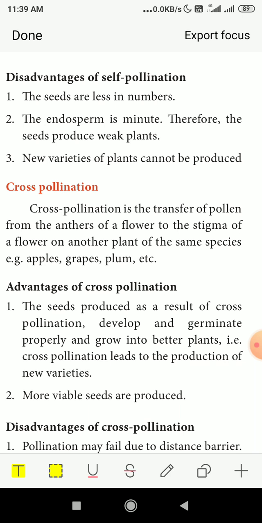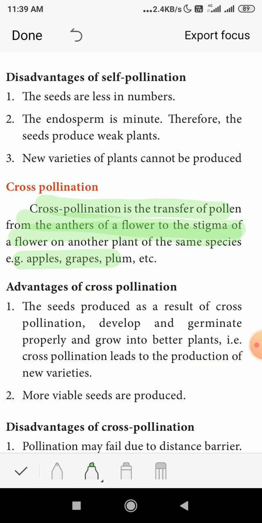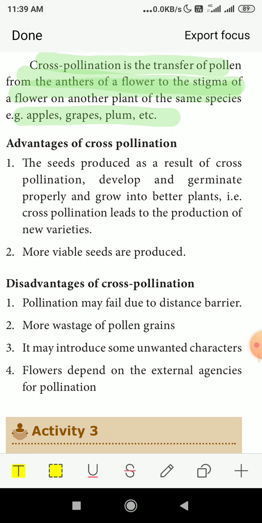Now, what are the advantages of cross pollination? First we mark the definition of cross pollination, and the examples given are apples, grapes, plums, etc. Advantages of cross pollination: the seeds produced as a result of cross pollination develop and germinate properly and grow into better plants, because hybrid varieties are formed. New healthy plants and new good characters are obtained. Cross pollination leads to the production of new varieties. More viable, healthier seeds are produced.